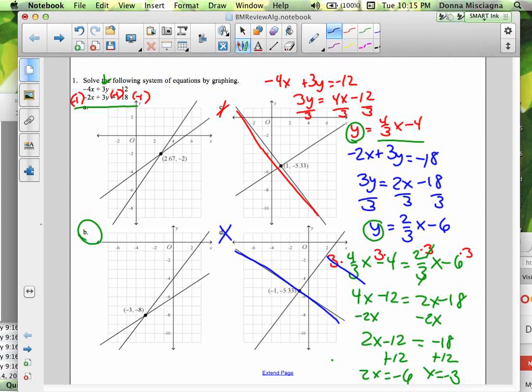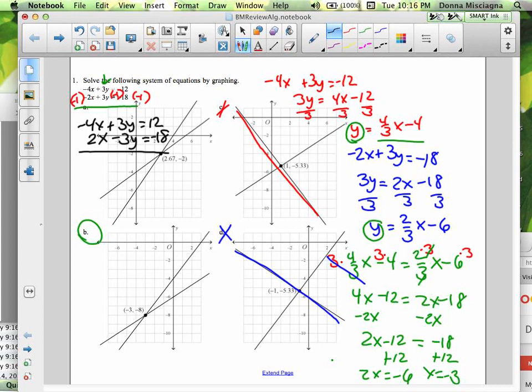So my first equation didn't change. Negative 4x plus 3y equals 12. And if I multiply the negative 2x by negative 1, I get a positive 2x. If I multiply the 3y by negative 1, I get a negative 3y. And if I multiply the 18 by negative 1, I get a negative 18. And notice it's looking a lot like what we had after we multiplied everything by 3.